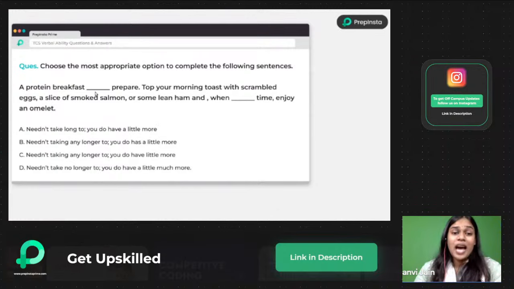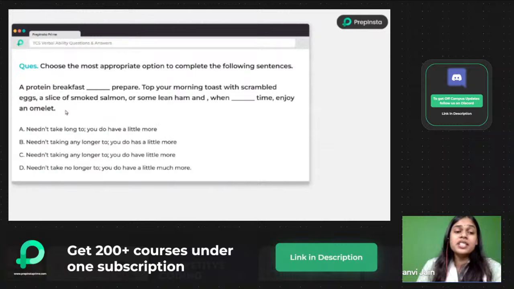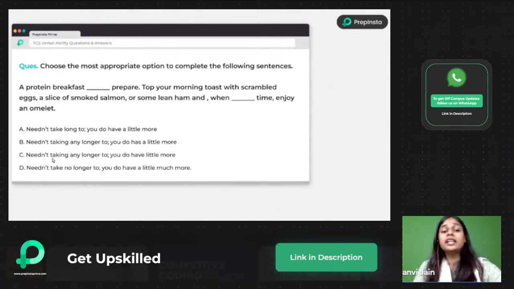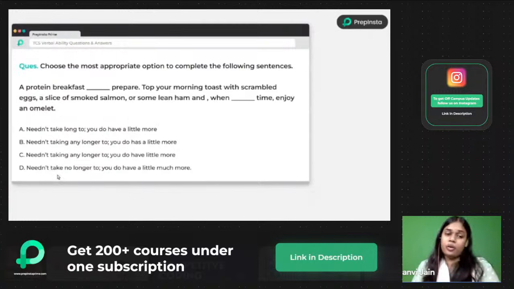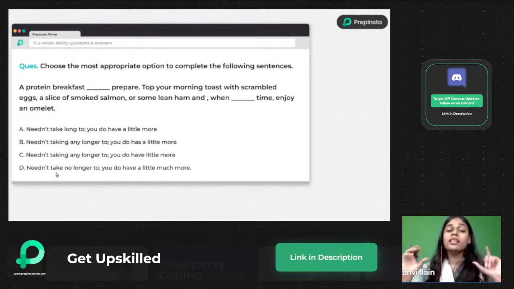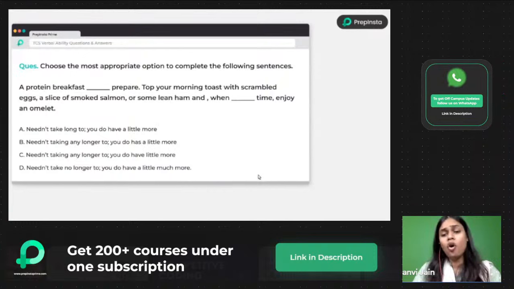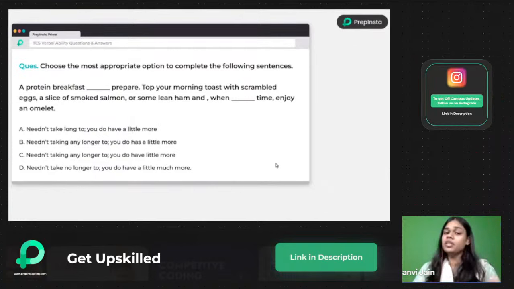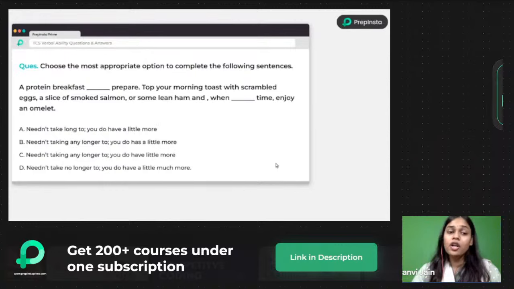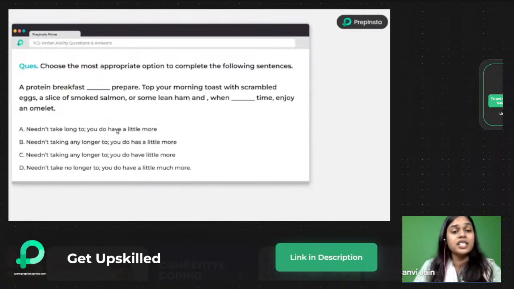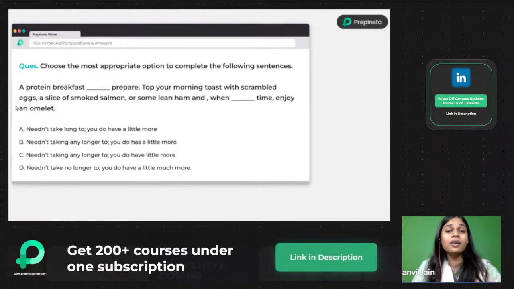So two, we have. A protein breakfast needn't take long to prepare, needn't taking any longer to prepare, need not taking any longer to prepare, or need not take no longer to prepare. Now here, since we are giving out a solution, we're stating a statement, all right? The tense of the statement is going to be present tense. We know that whenever we are putting out a statement, an universal statement, the tense of the sentence is always in the present tense form. So the only sentence that has a present tense form, and which is in a positive sense, because we're giving a suggestion over here, so we don't need a negative sentence, right? So need not taking any longer.